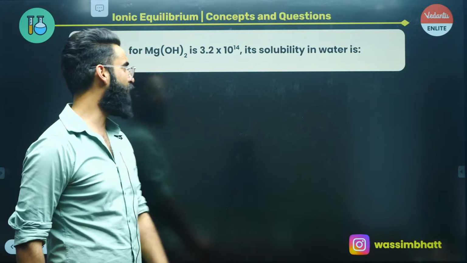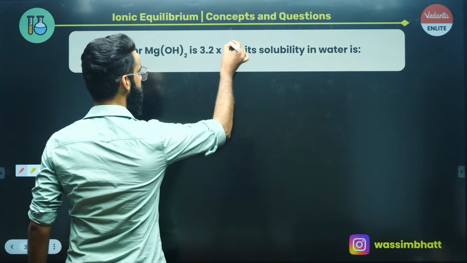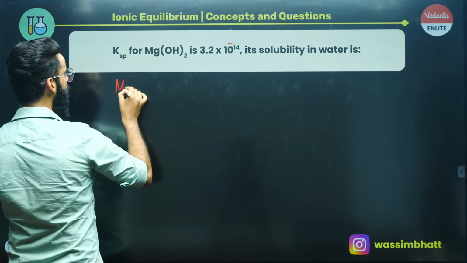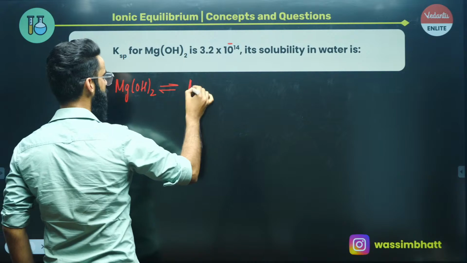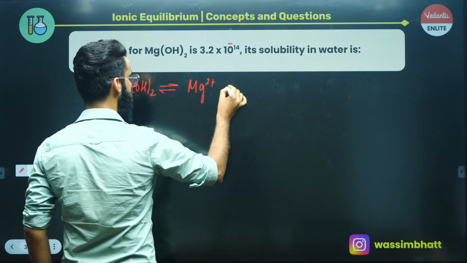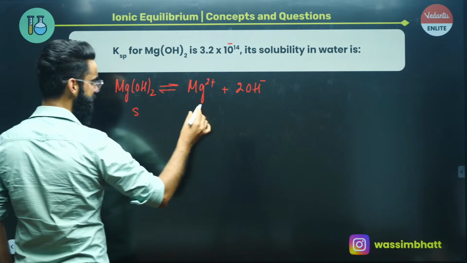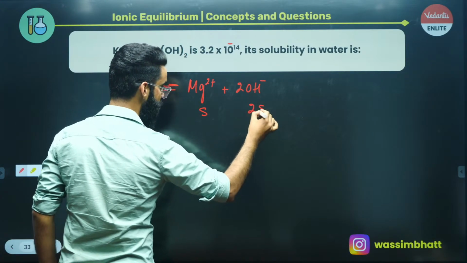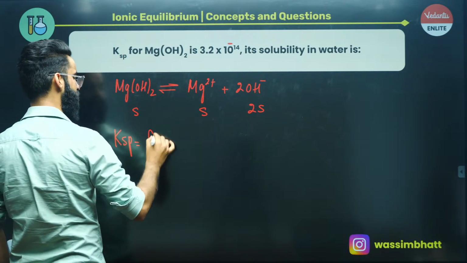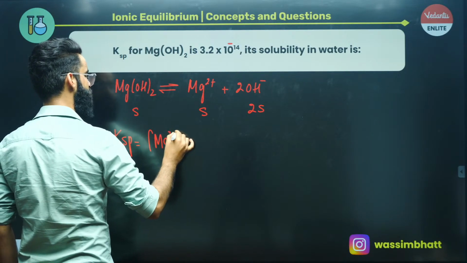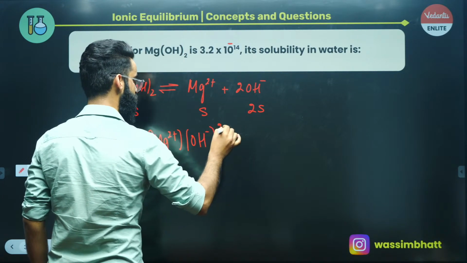Okay, Ksp for Mg(OH)2 is 10 raised to the power minus 14. A very simple and basic question. See guys, if you talk about Mg(OH)2, it would have dissociated as Mg2+ aqueous plus 2 times OH- aqueous, right? Let's say its solubility is S, so this is going to be S, and this is going to be 2S, right? Now if I write the Ksp expression, it's simple. It's going to be the concentration of Mg2+ raised to stoichiometric coefficient 1, times the concentration of OH- raised to stoichiometric coefficient 2.